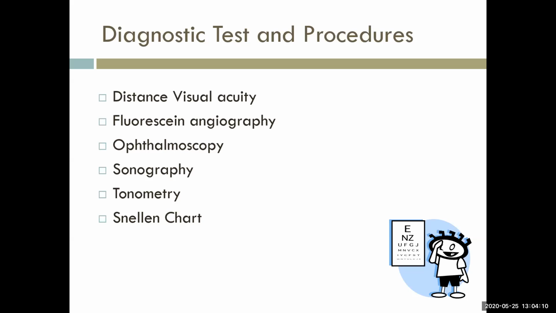Fluorescein angiography would be the visualization and photography of the retinal and intraocular vessels using fluorescent dye. It's injected into a vein and circulates through the eye.